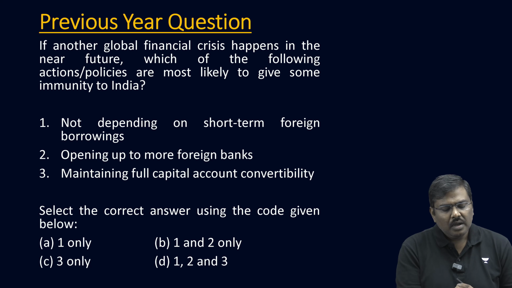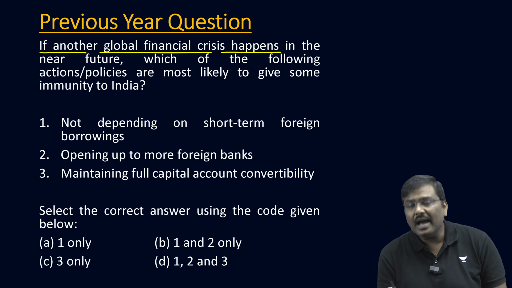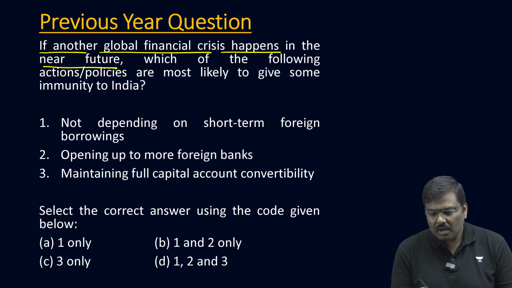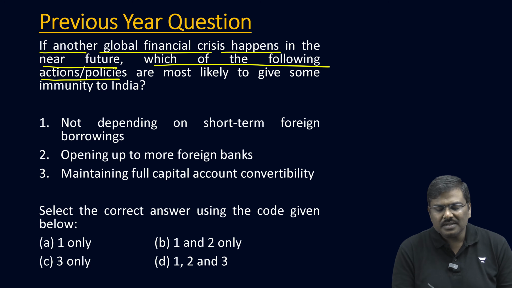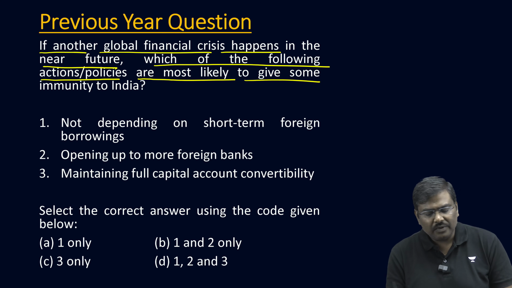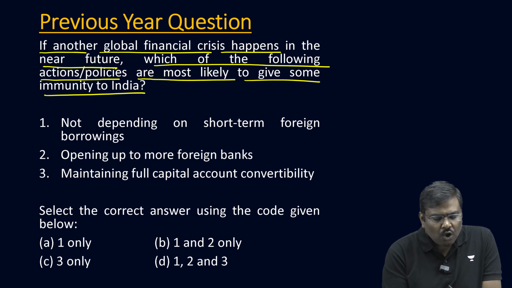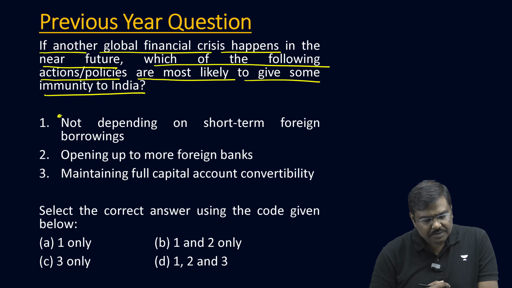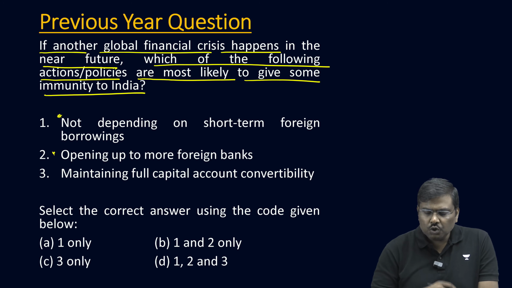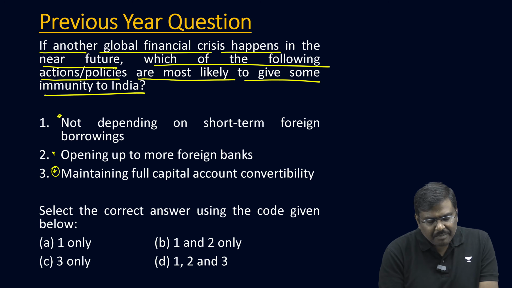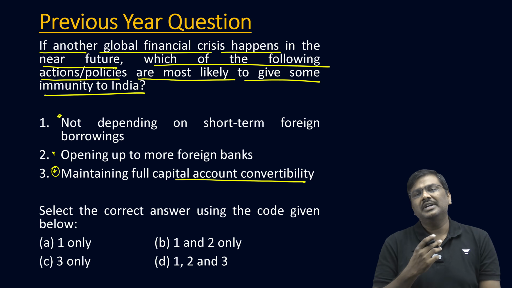Now, based on whatever we have discussed, let's look at the kind of questions which have been asked by the civil services in the recent past. Question number 1, previous year questions. If another global financial crisis happens in the near future, which of the following actions or policies are most likely to give some immunity to India? First one is not depending on short-term foreign borrowings. Second one is opening up to more foreign banks. Third one is maintaining full capital account convertibility.